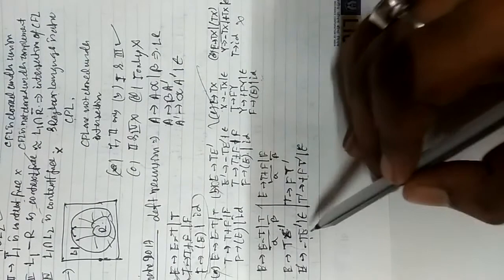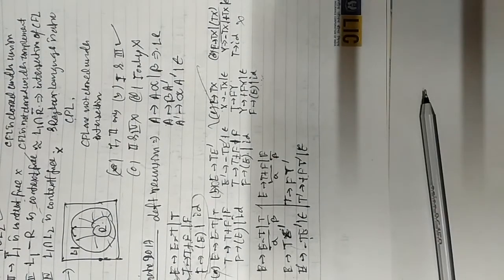Just check this and this, you will get all these: 1, 2, 3, 4 and 5, and 1, 2, 3, 4 and 5. So this option is correct. Hope you have understood these two problems. We will discuss another problem in the next video. Thank you.